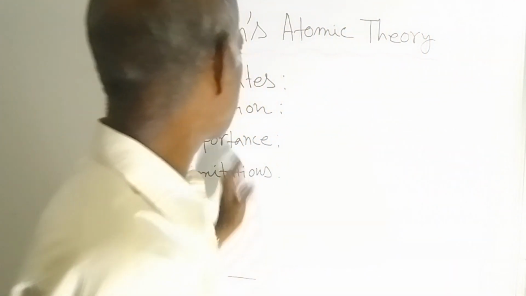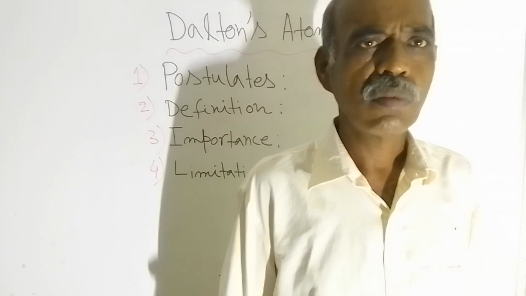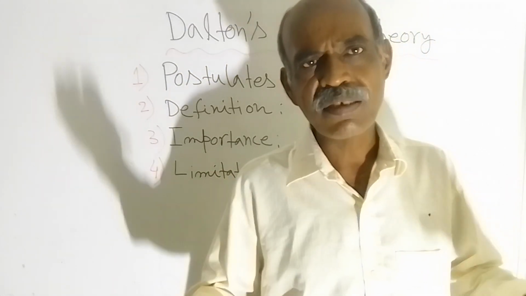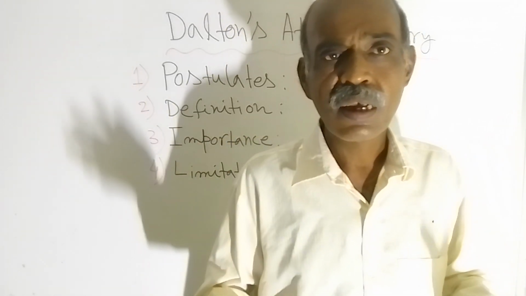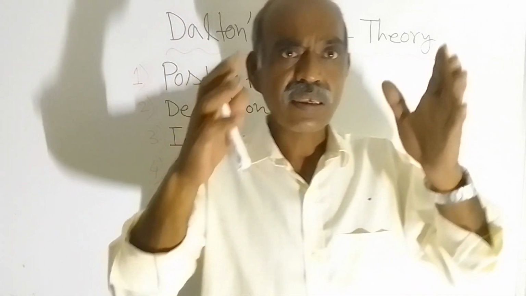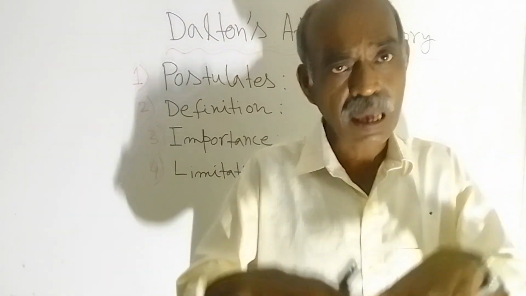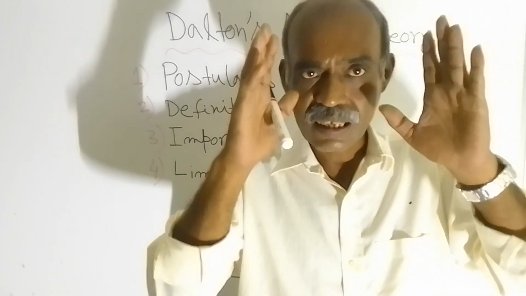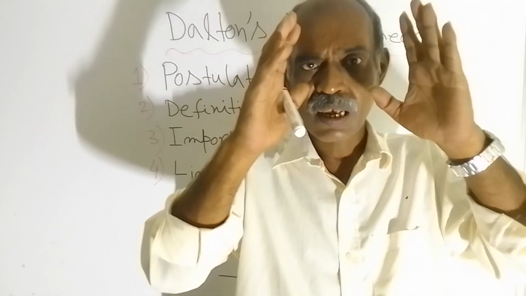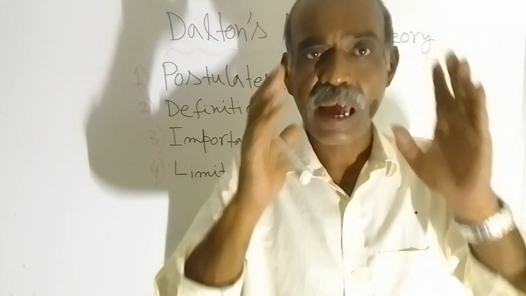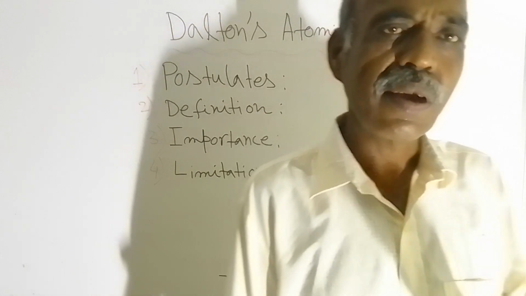Next comes the definition. Definition of what? Definition of atom. It is the smallest, indivisible, indestructible, and it remains unaltered both physically and chemically, and it takes part in chemical reactions. The matter which has these properties in existence is called an atom. So that is the definition of atom.